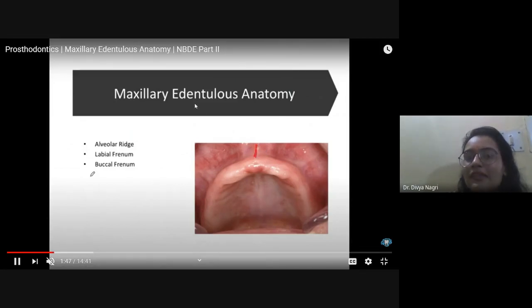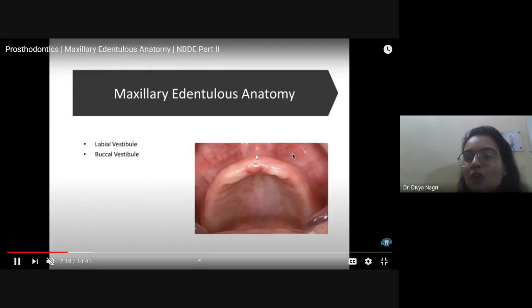These are maxillary edentulous anatomical landmarks. You can see the word edentulous. That means there are no teeth present in the patient's mouth. This is completely alveolar ridge which is present. Now the second thing which you can see with this triangular part is your buccal frenum. This structure which is being marked here is your buccal frenum. If you put your tongue on the side of your cheek, you can feel the buccal frenum.